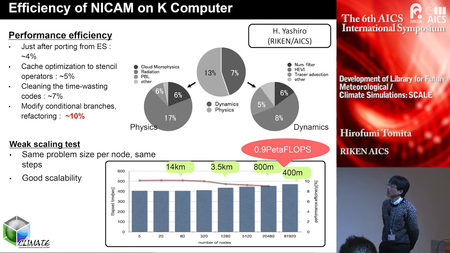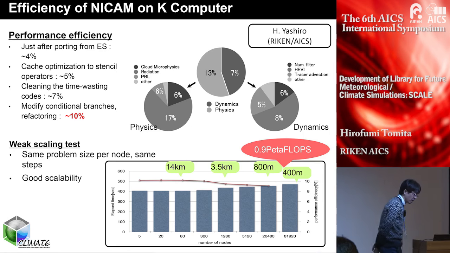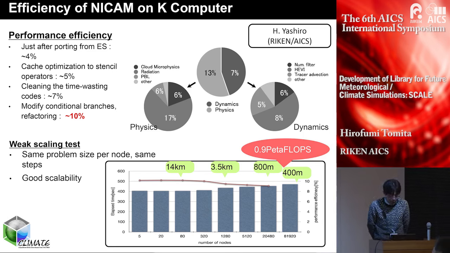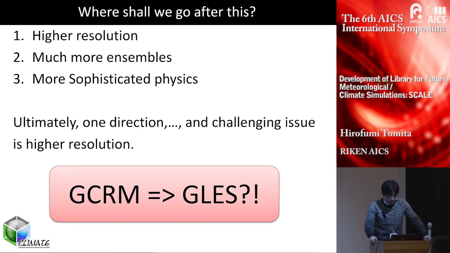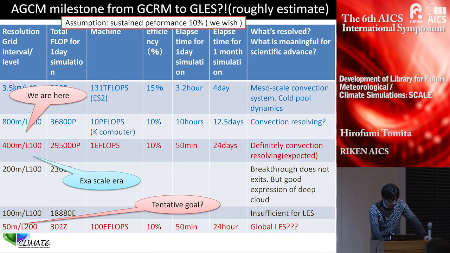And this is the efficiency of NICAM on the K computer. At first, we got just 4%. But after some optimization, cache optimization of the stencil operator, cleaning up time-wasting code, and modifying the conditional branches and refactoring, we got 10% of sustained performance.